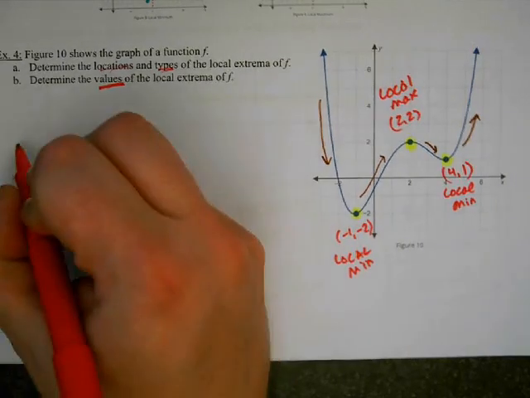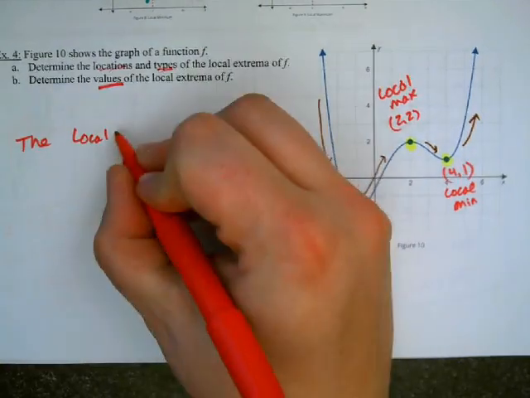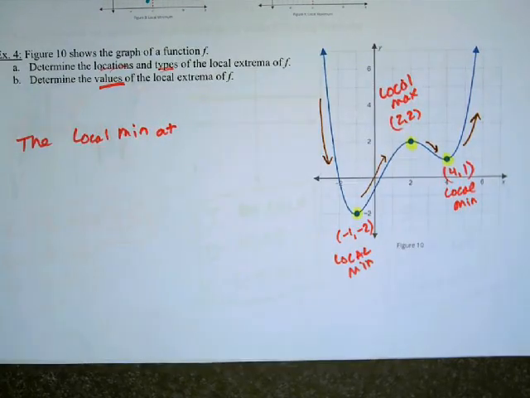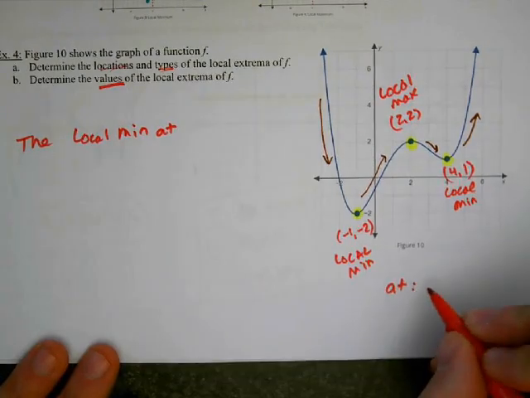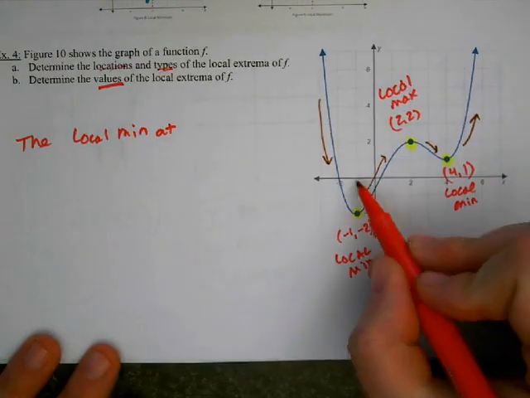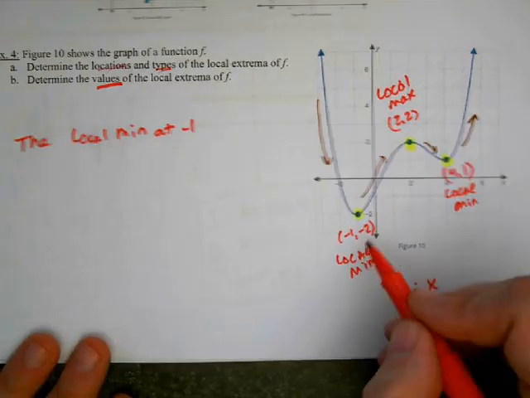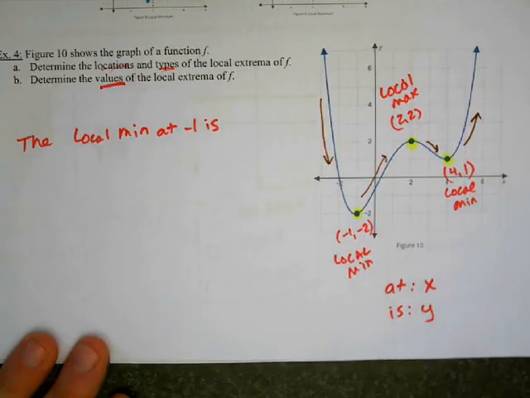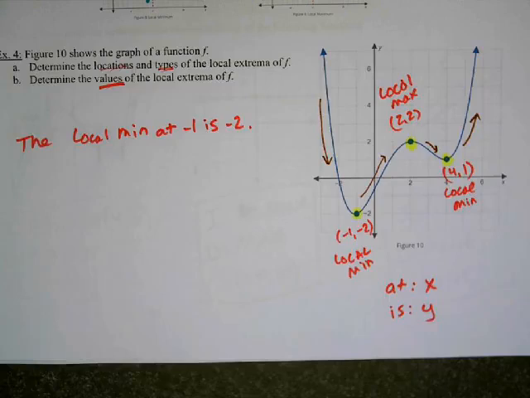The local, and this one was a min, so the local min, that occurs at, where does this occur? What do I mean by that? Let's take a side note. When you see the word at, I'm asking you for the x. So, where does it occur at? What is the x value? Well, the x value is -1. Okay, there's where it occurs. What's its value? Well, you're going to see the word is, and when you see the word is, I'm asking you for the y. Well, what is that value? It's -2. And so we have made a sentence that reads, the local minimum that occurs at -1 is -2.